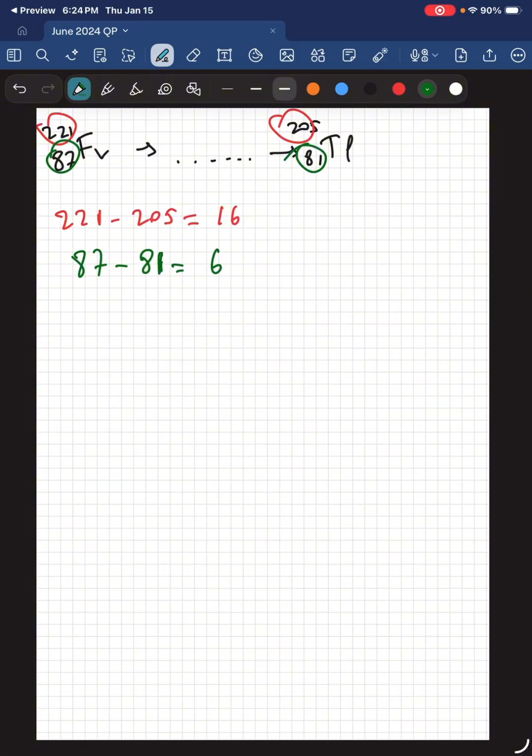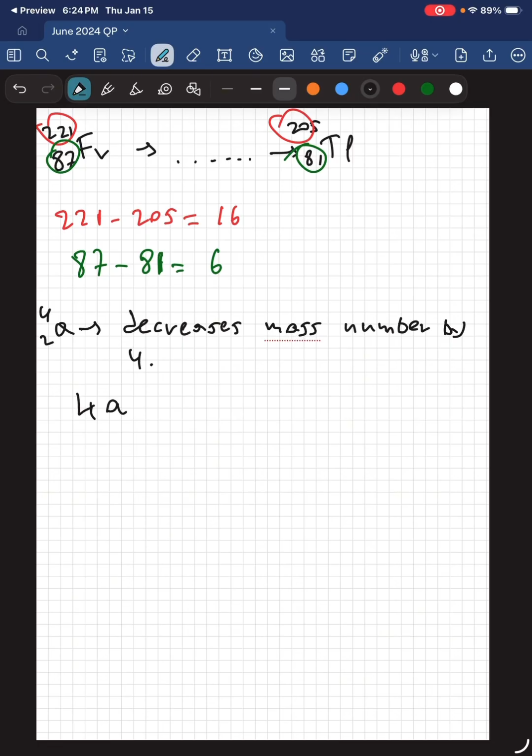Okay. First of all, alpha decay decreases mass number by 4. Okay. And alpha particles have 2 protons and 2 neutrons. Therefore, we need 4 alpha decays to match 16 nucleons gone, right? Because we have 16 protons and neutrons gone from when we turn francium into thallium, okay?